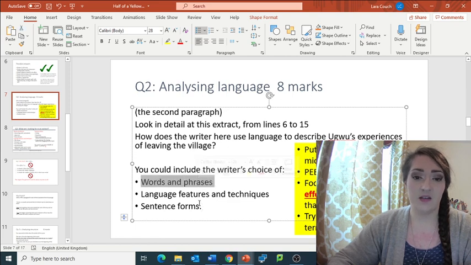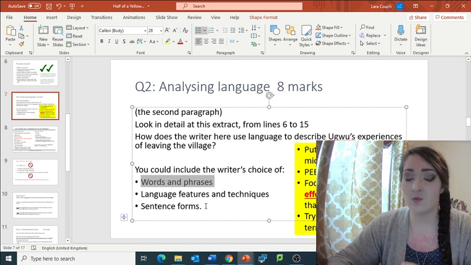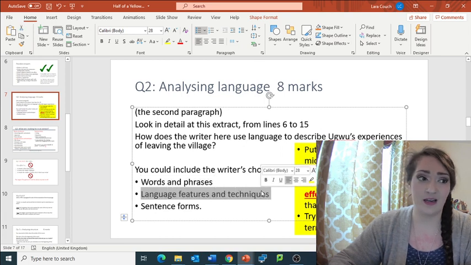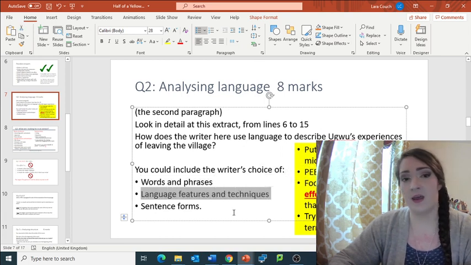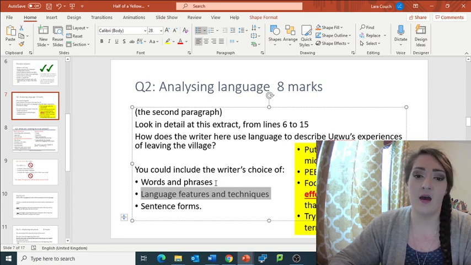Words and phrases. So that is when you zoom in as much as you possibly can on a word: what it could mean, what it shows, what the effect of it is, what the connotations are. Language devices, your metaphors, similes, onomatopoeia, all the things we cover and recap a lot in lessons. Those are your language features.